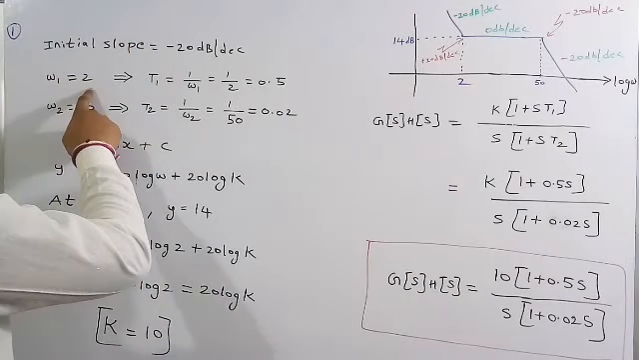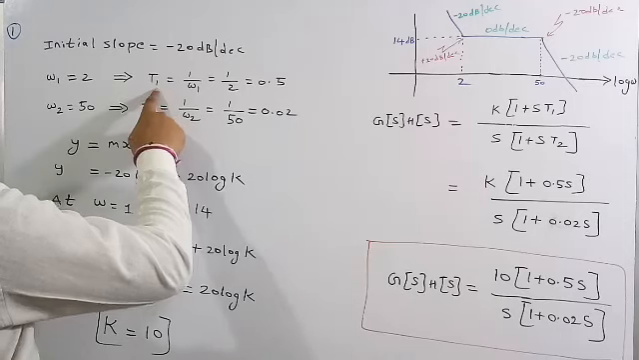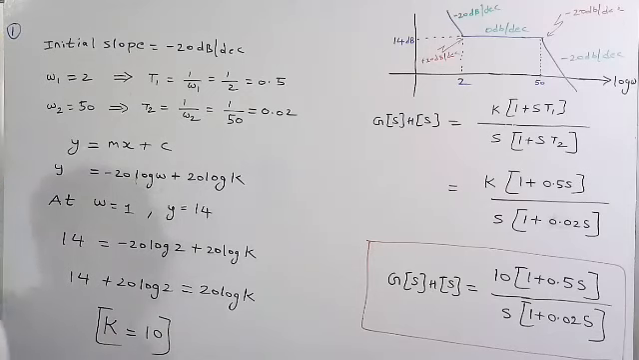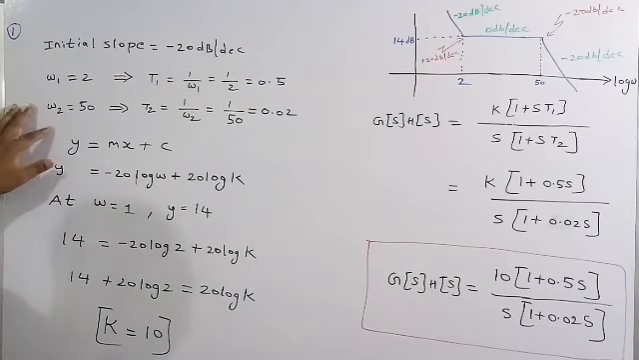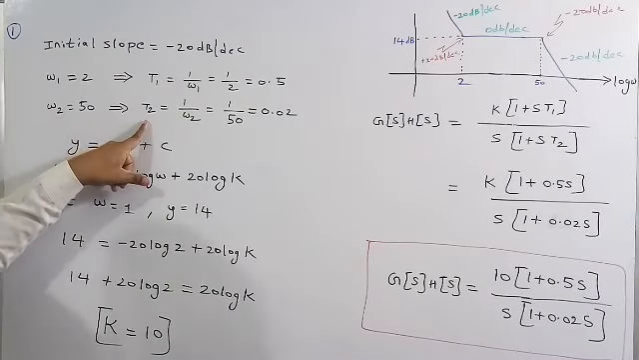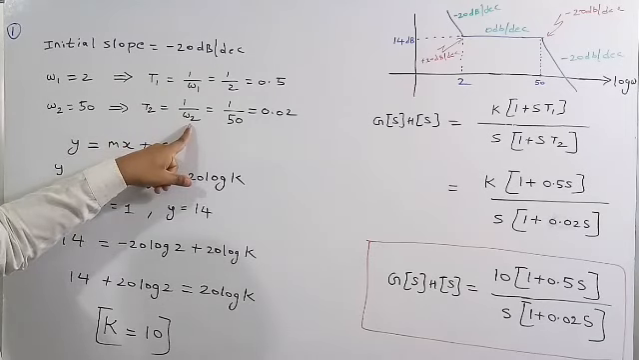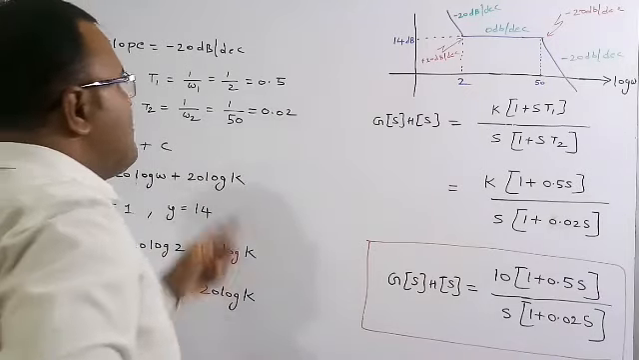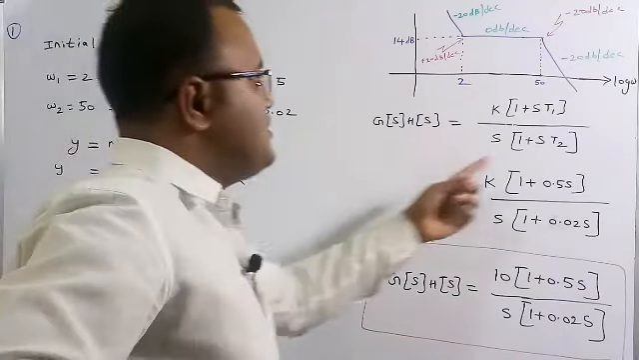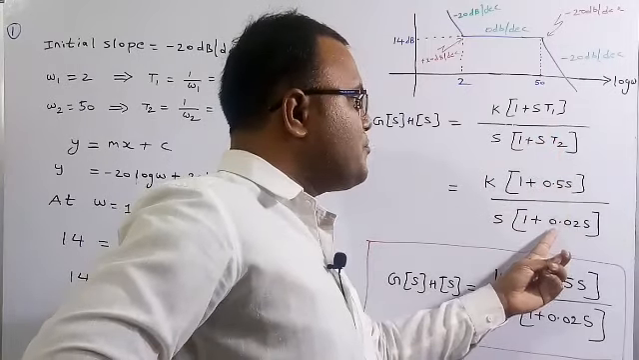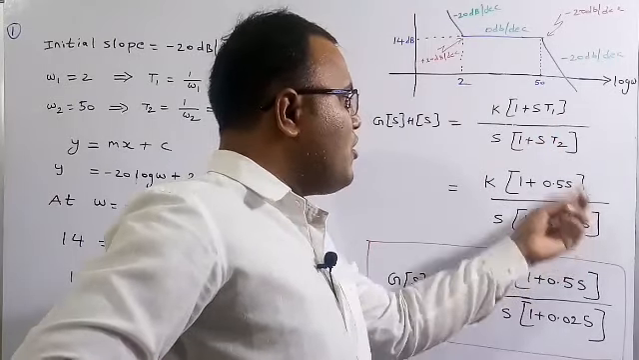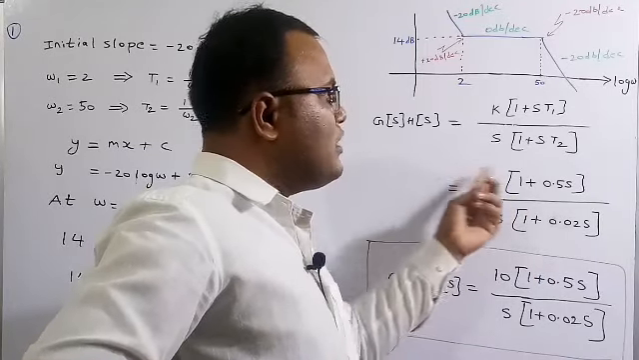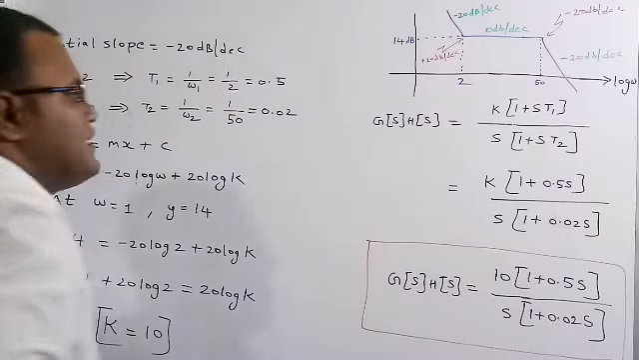At omega equal to 2, T1 is the reciprocal of the corner frequency, so 1 by 2 is equal to 0.5. Similarly the other corner frequency is 50. T2 is a time constant. Time constant is the reciprocal of the corner frequency, so 1 by 50 is equal to 0.02. So in place of T1 and T2 we substitute T1 as 0.5 and T2 as 0.02. Now we have all the terms, and the only unknown is K. After finding K, the whole expression is figured out. So now we are going to find the K value.